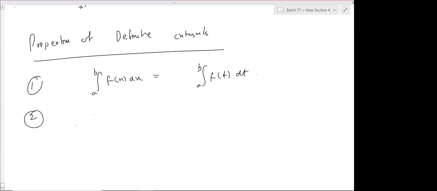All right, let me give you an example also. If you have 0 to pi by 2 cos x dx, this will be same as 0 to pi by 2 cos t dt. All right, everyone? Not so very difficult.